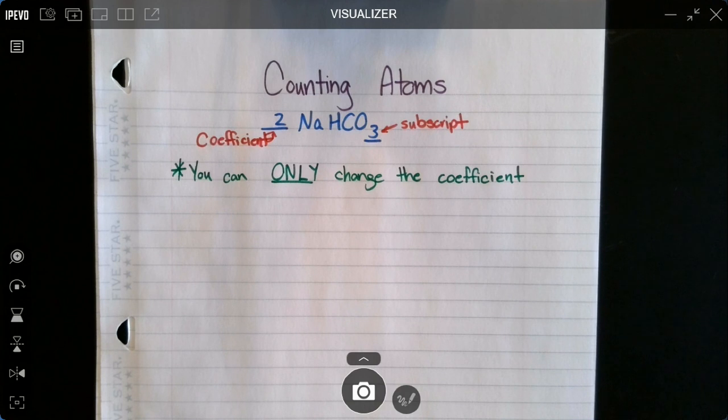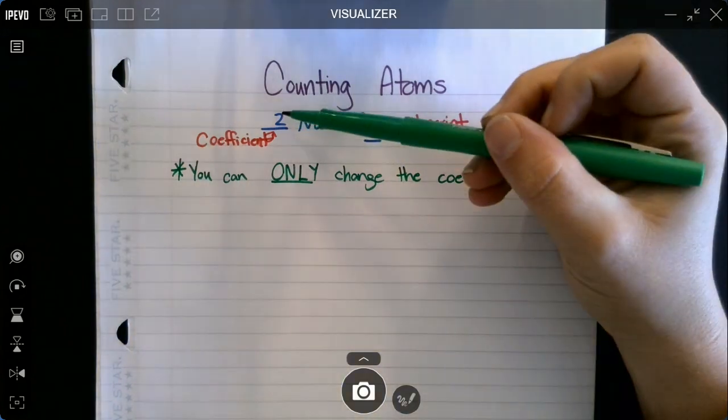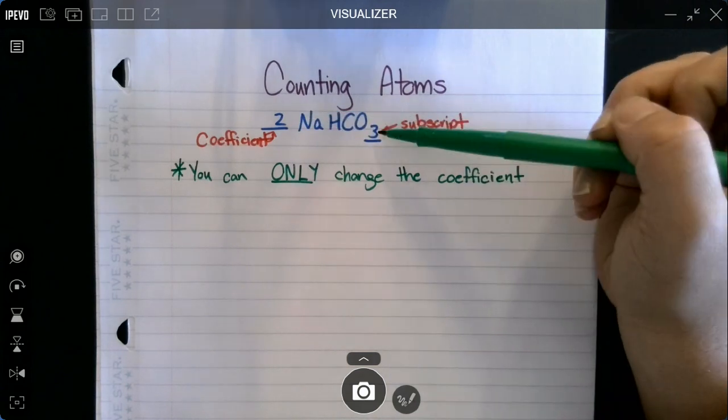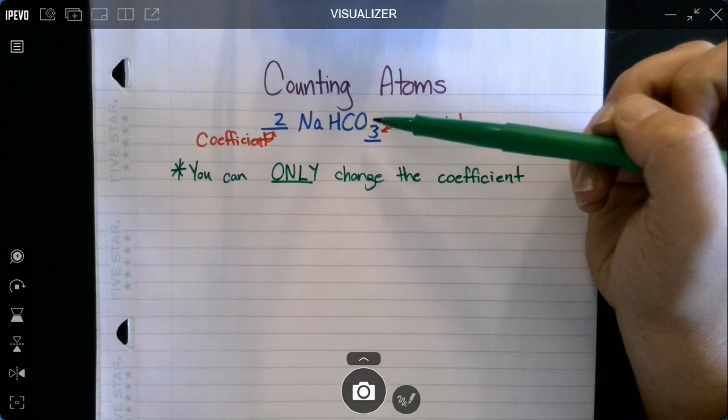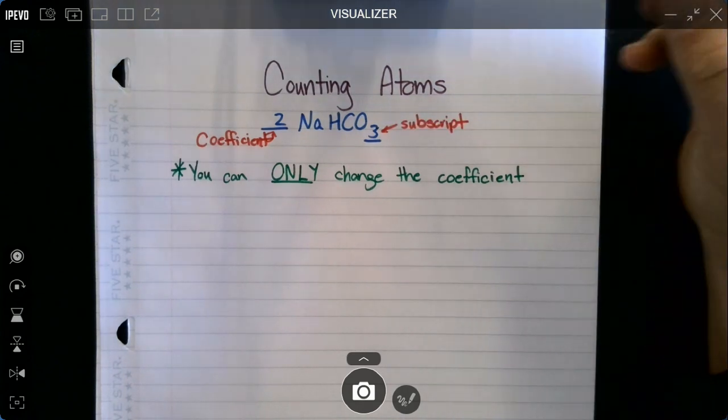If you mess with the little numbers, you'll never get these answers correct. Okay? Do not mess with the little numbers. You can only mess with the coefficient, or the number in front. This is the only one you get to touch. Very clear. Don't mess with the subscript.